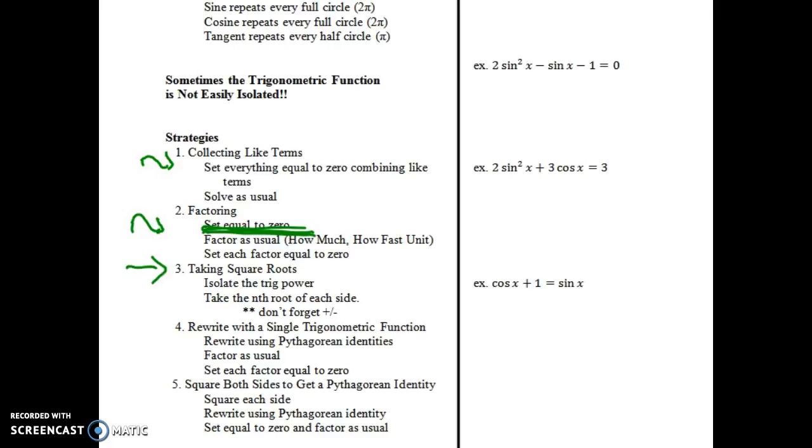You can take square roots of both sides. You can rewrite with a single trigonometric function using Pythagorean identities. So this happens when you have sine and cosine both within the same problem. You cannot solve. You have to get it down to one trigonometric function. And square both sides to get a Pythagorean identity. Those are some of your strategies, and now we'll work through some examples.